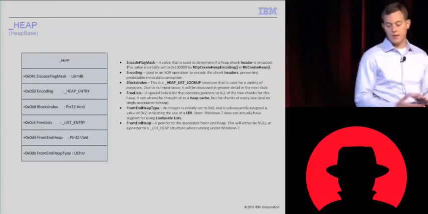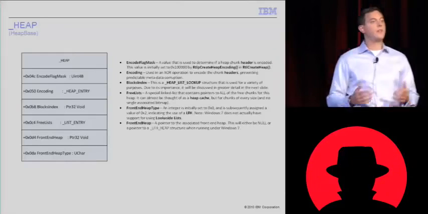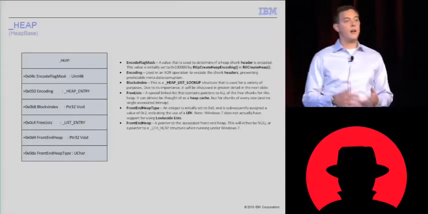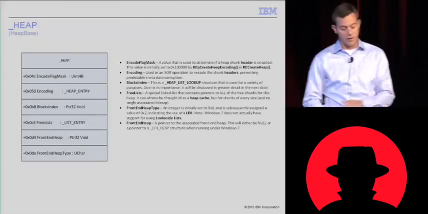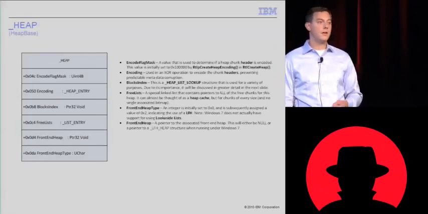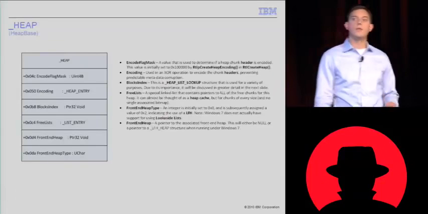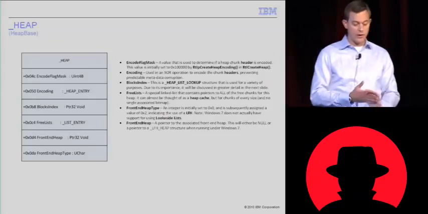There are security mechanisms. The first thing I'll talk about is a thing called the encode flag mask. This is a value that's set in the heap create call, and it's used to check to see if a chunk was encoded. It'll do a bitwise operation and determine if a chunk was encoded or not. That brings us to the encoding member. This encoding member is a pseudo-randomly generated value during heap create that is used in the encoding process when encoding chunk headers, which we'll talk about as we go on.